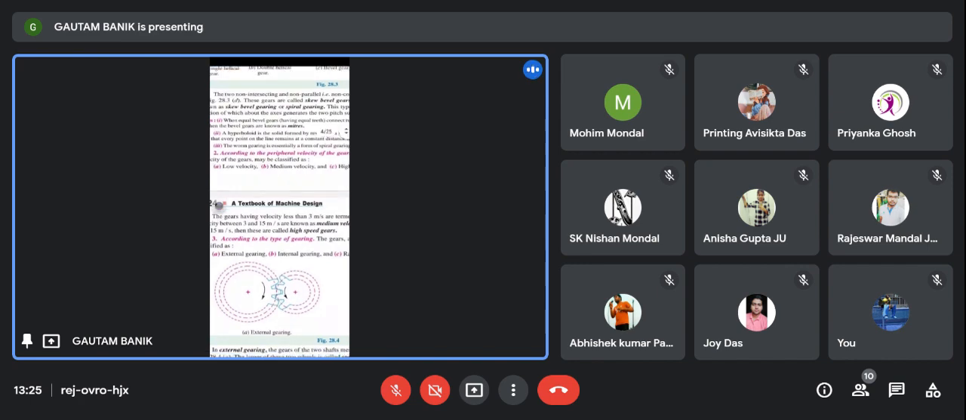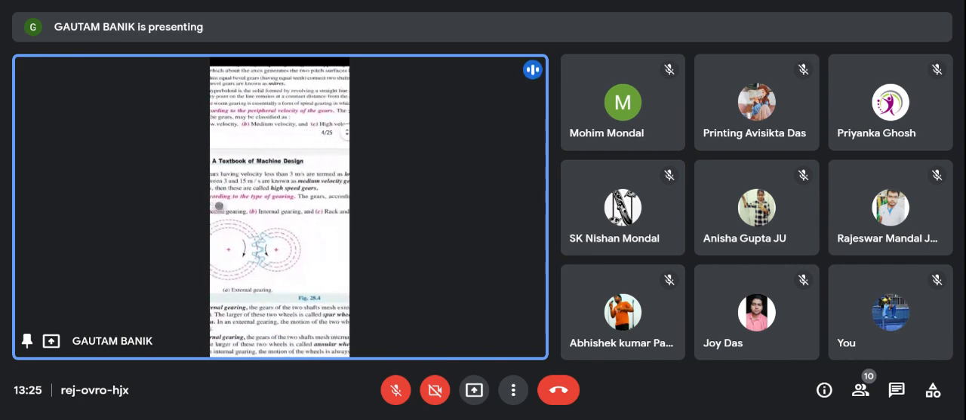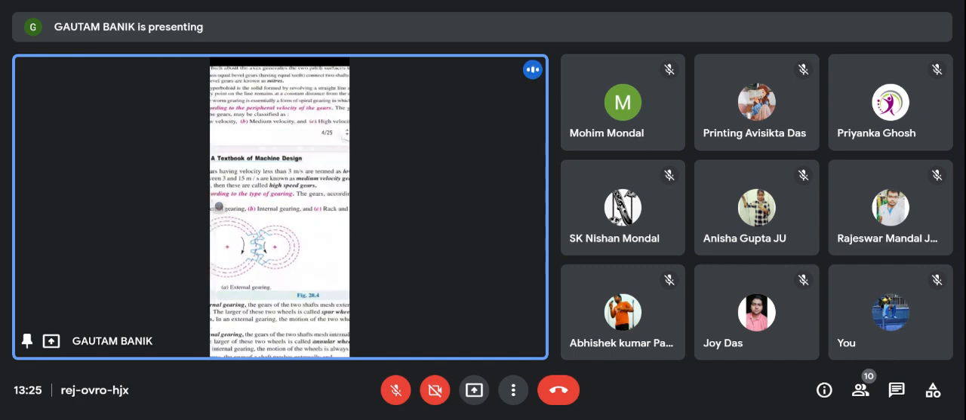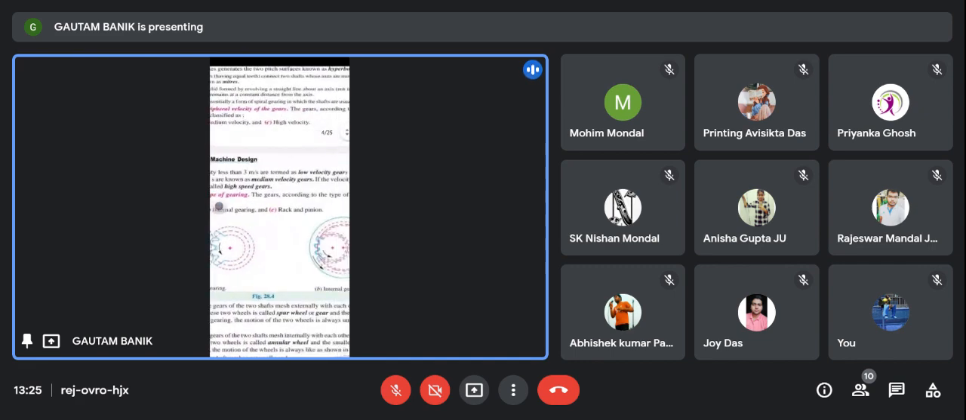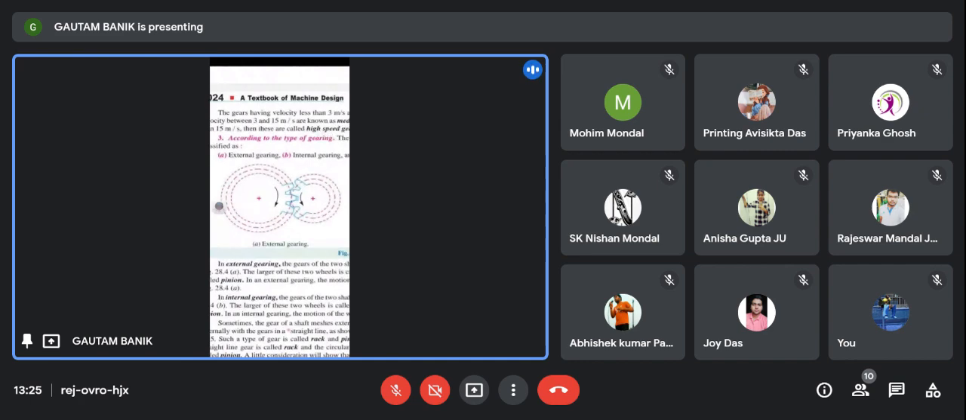Now, number three is according to the type of gearing. According to the type of gearing means external gear, internal gear, and rack and pinion. This is the type of external gear: when two circles touch each other externally, that is called external touching.